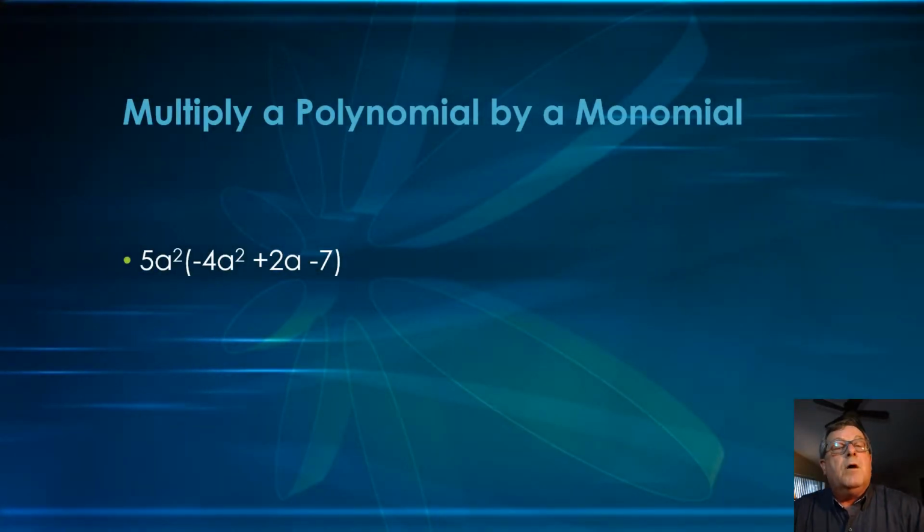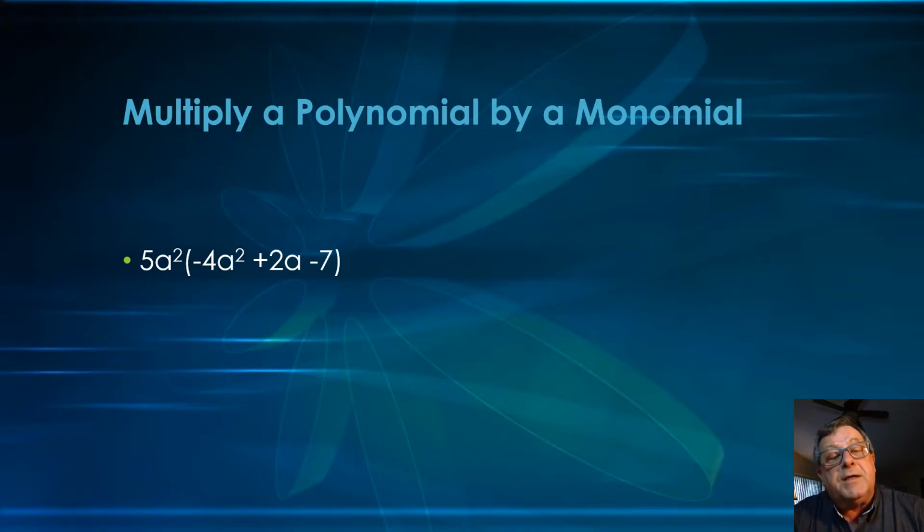What do you say we multiply a polynomial by a monomial? So here we have this expression, 5a squared, and 5a squared is a monomial, and we're multiplying it by this polynomial, three terms, negative 4a squared plus 2a minus 7. And so what we're doing is going to be like the distributive property.